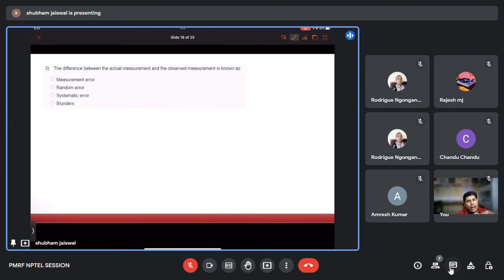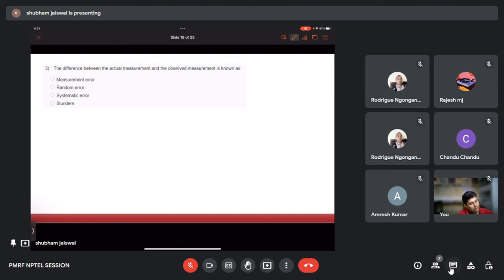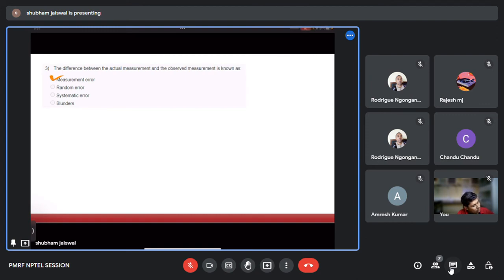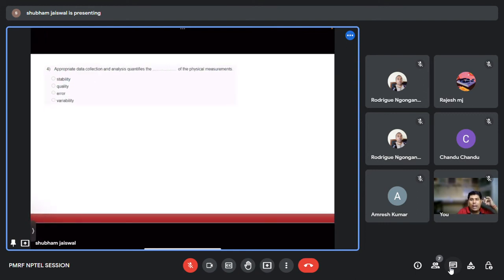This is just again a repetition. The difference between the actual measurement and the observed measurement is known as measurement error, sir. Yeah. The correct answer is measurement error. So next question: appropriate data collection and analysis quantifies the stability, quality, error, or variability of the physical measurement.